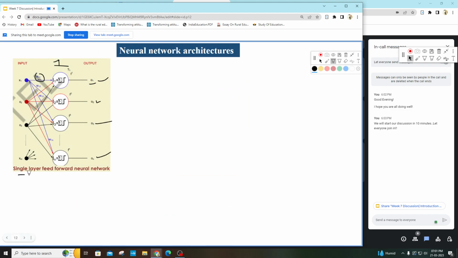This type of network is known as a single layer feed forward neural network. Single layer, because you can see there is only one layer of neurons. Why is it called feed forward? It is called feed forward because our information is going in a forward direction, from here to here and here to here. For all the neurons you can say a similar thing: information is only traveling in a forward direction. That is why it is a single layer feed forward neural network.